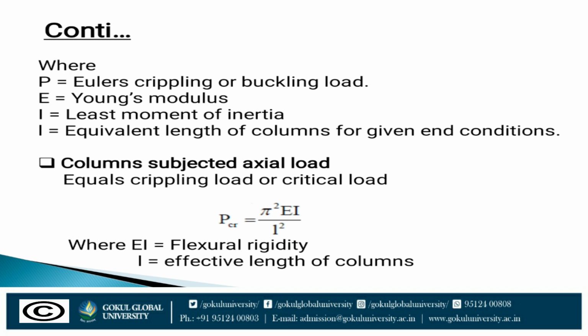Here P is Euler's crippling or buckling load, E is the Young's modulus, I is the least moment of inertia, and L is the equivalent length of the column for the given end condition. For a column subjected to axial load equal to the crippling or critical load, PCR is equal to pi square EI upon L square, where EI is the flexural rigidity and L is the effective length of the column.